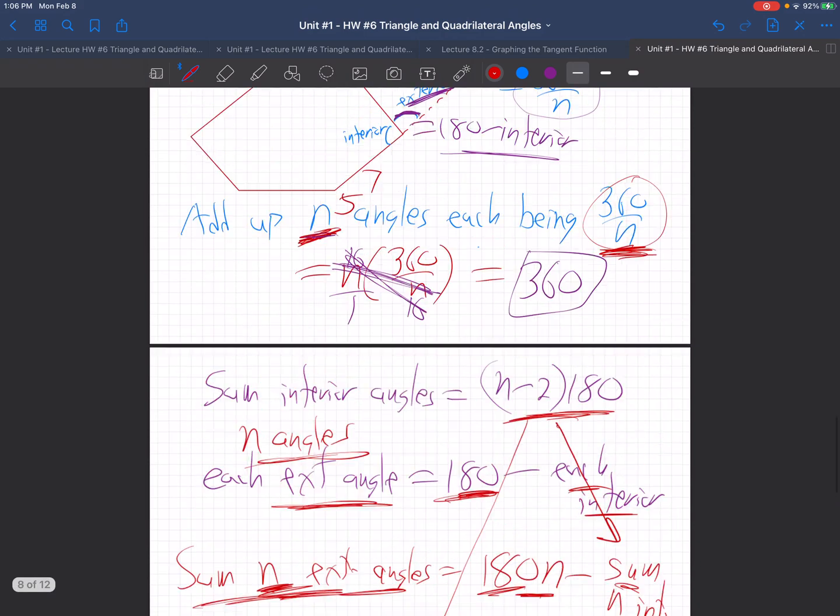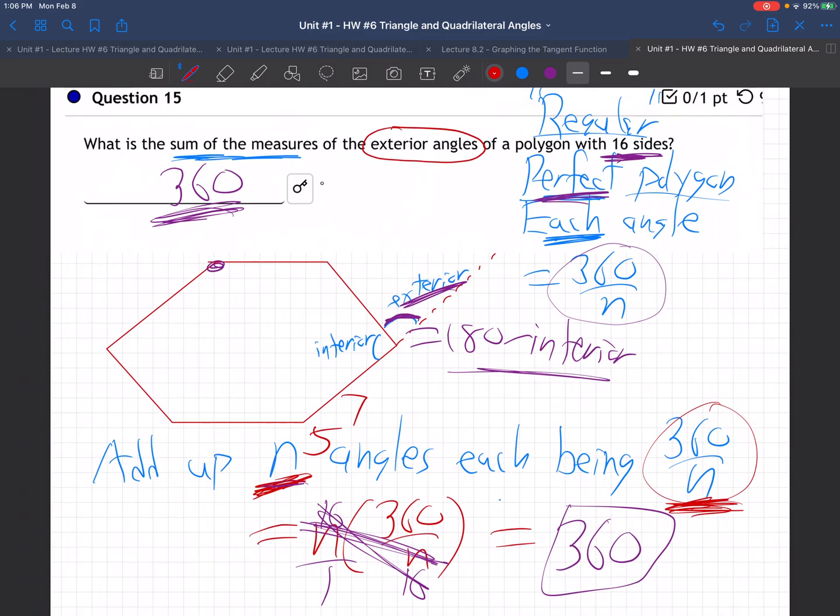But anyway, you don't need to pay attention to all that. That was more fancy math. You can just use the formula 360 over n multiplied by n cancels out to 360.